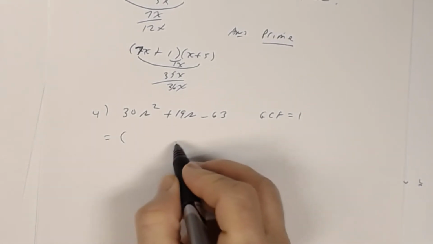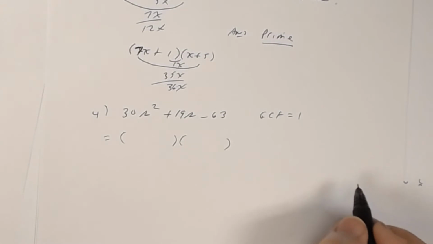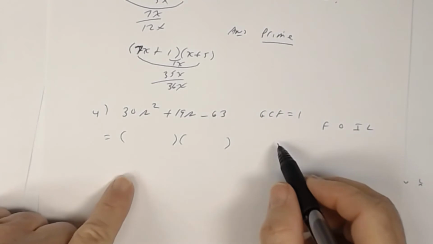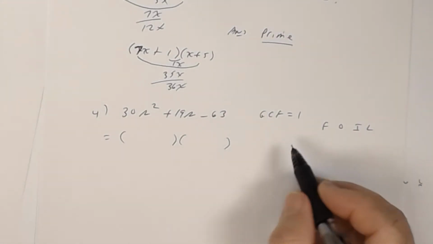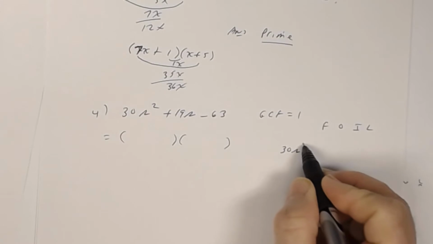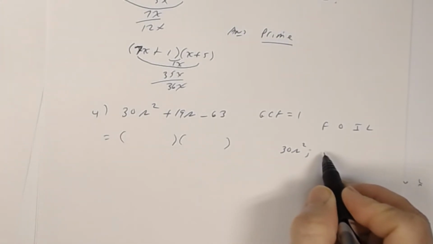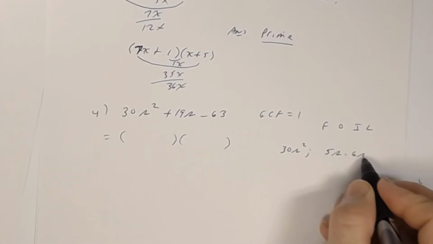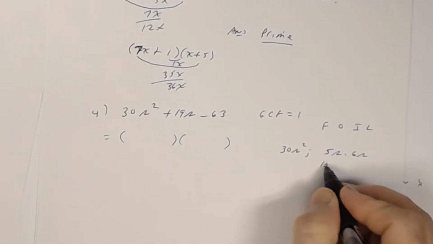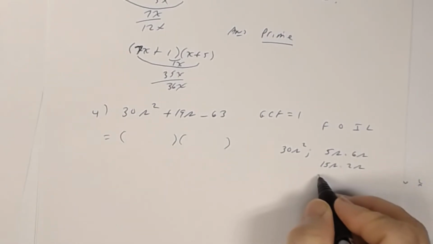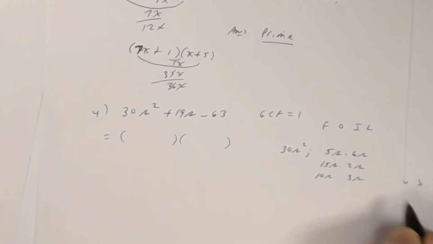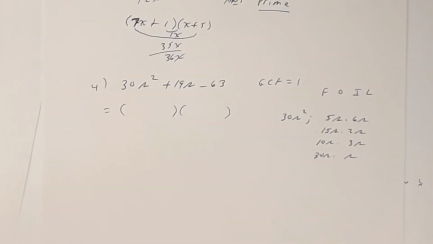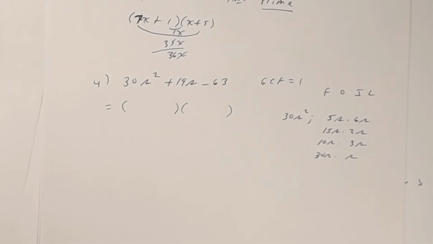So now I'm going to go directly to factoring as 2 binomials, and I'm going to use the idea of FOIL. So for 30s squared, it's a good idea for some of you, not all of you need to do this, but some of you may need to write out, well, what are the factors of 30s squared? Well, there's 5s times 6s, right? There is 15s times 2s. There is 10s times 3s. There is 30s times s. So all of those products will give me 30s squared.